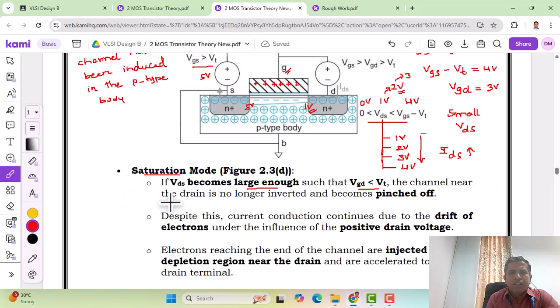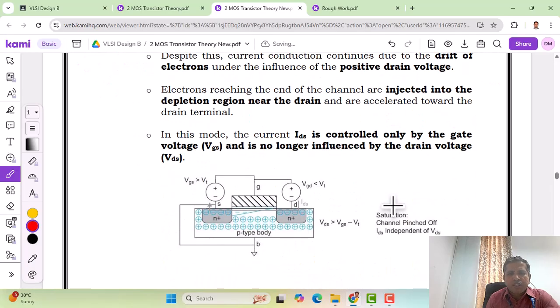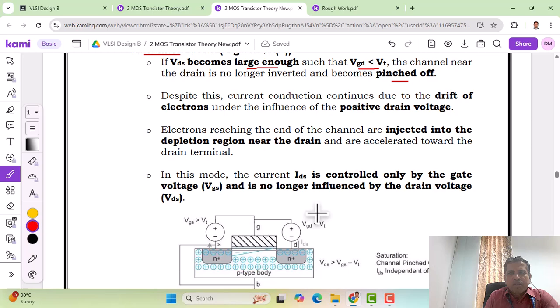So the channel near the drain is no longer inverted, and it becomes pinched off. Okay, so that we can see the next diagram. We can see here the channel has been pinched off. Pinching means it's almost a block. There is only the constant movement of charge carriers from the source to drain. Despite this, current conduction continues due to the drift of electrons under the influence of positive drain voltage. So here there is a drift of electrons, even though the channel is completely saturated.